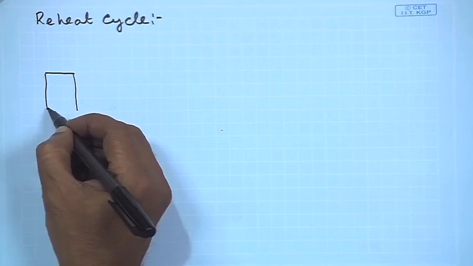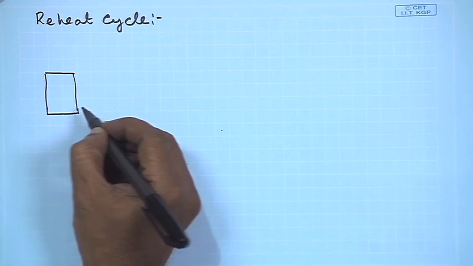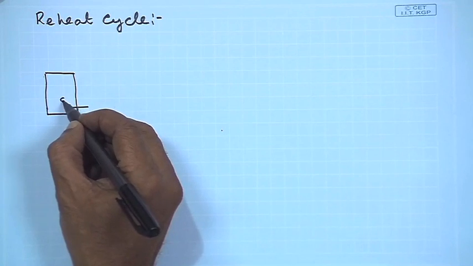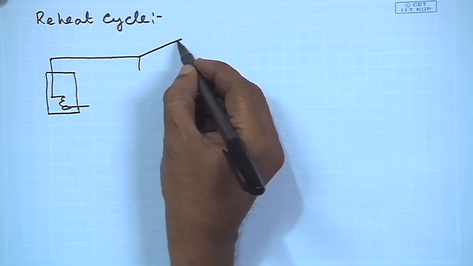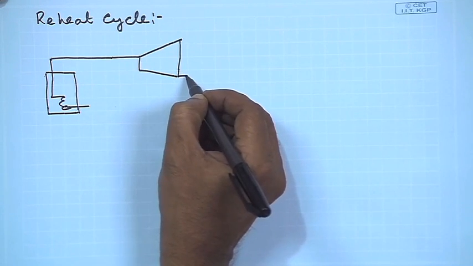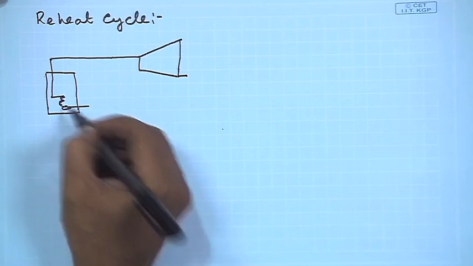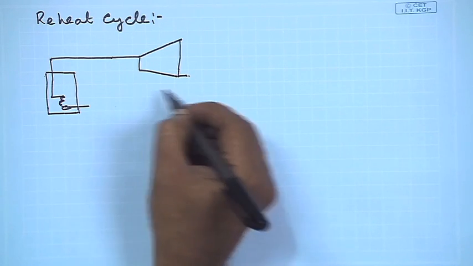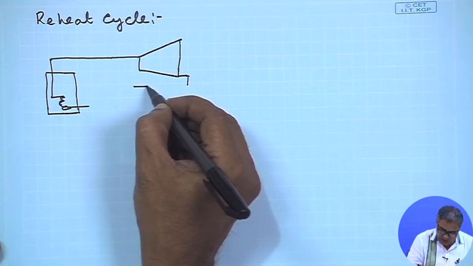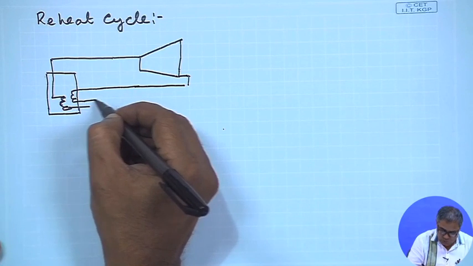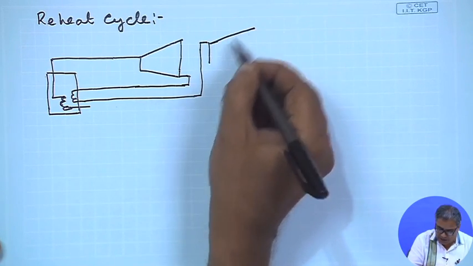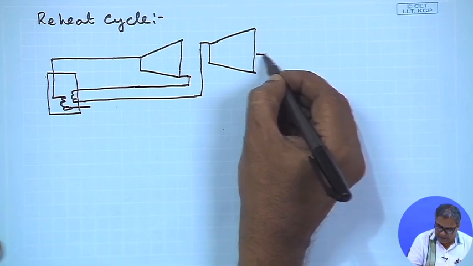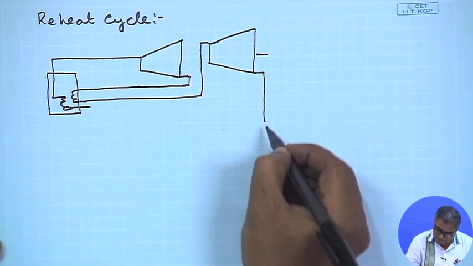So, the reheat cycle is something like this. We have got the boiler, and from the boiler we have the steam that goes to the turbine and expands, and obviously the energy of the steam is used for producing work. Now this low energy steam, what I can do is bring it back to the boiler, heat it once again, send it to a low pressure turbine to do some more work, and then this steam is taken to the condenser.